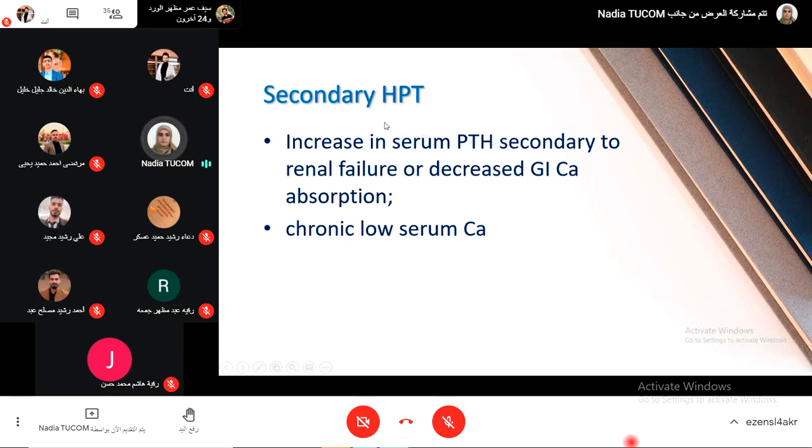In secondary hyperparathyroidism, there will be an increase in the serum PTH. This is secondary to renal failure, in which there is decreased renal function or decreased gastrointestinal calcium absorption. There will be chronic hypocalcemia, and as a result of this, there will be excess release of parathyroid hormone.